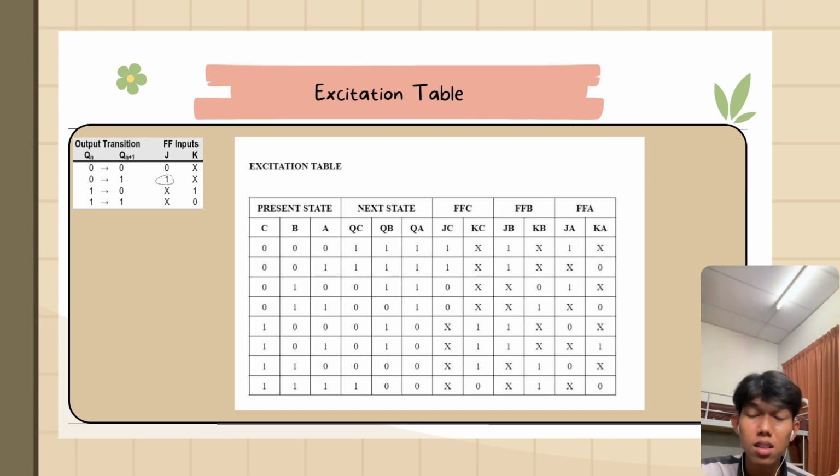Next example is 0 0 1. Then our next state is 1 1 1. So for FFC and FFB it is the same, 1 1. But for FFA, it turns to 0 because our present input A is 1. So that's why we get FFA, for K input, is 0.